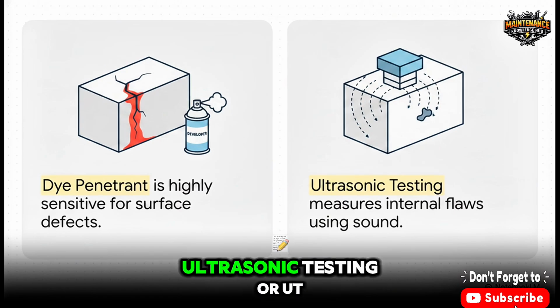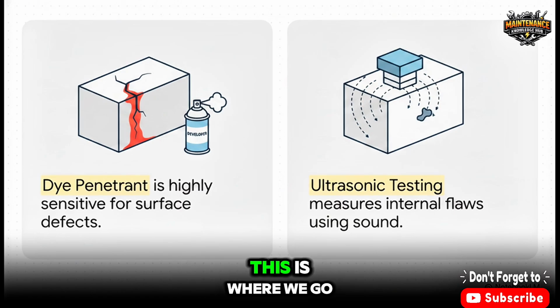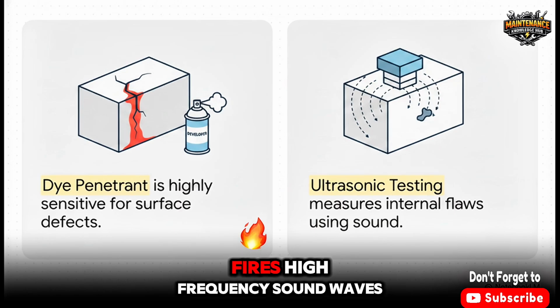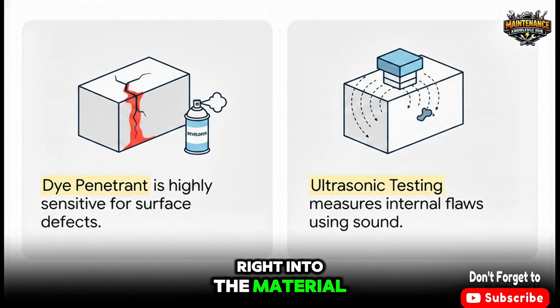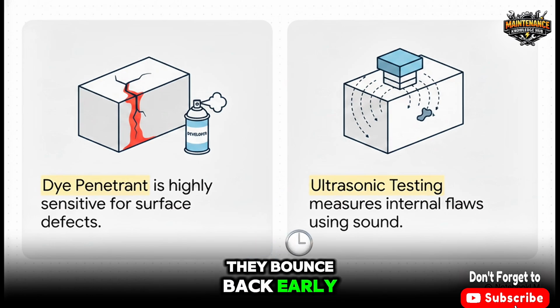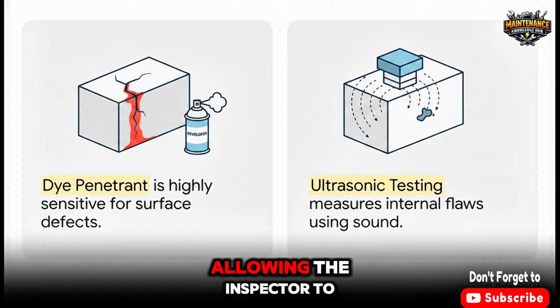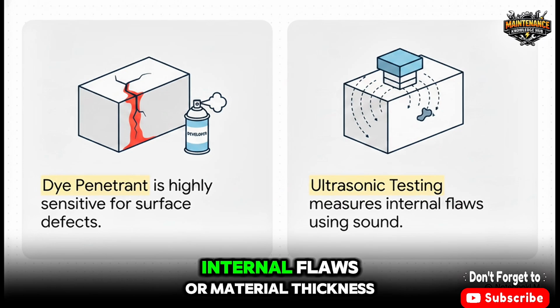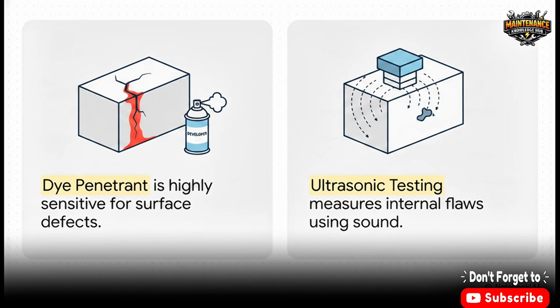Now contrast that with ultrasonic testing, or UT. This is where we go deep. UT fires high-frequency sound waves right into the material. If those sound waves hit a hidden internal crack, they bounce back early. It's basically sonar for metal, allowing the inspector to precisely measure internal flaws or material thickness. It's a total go-to for power plants and pipelines.